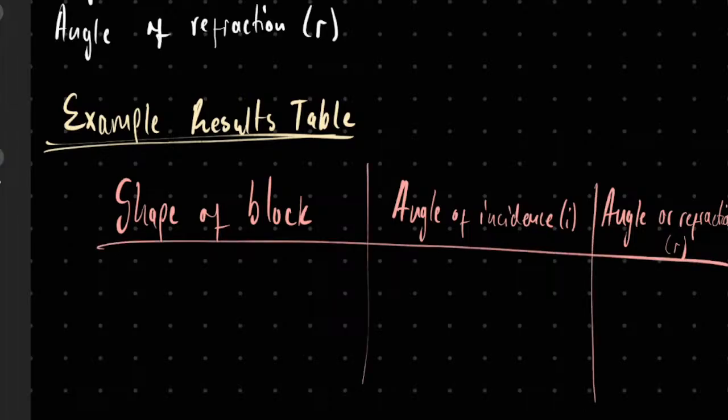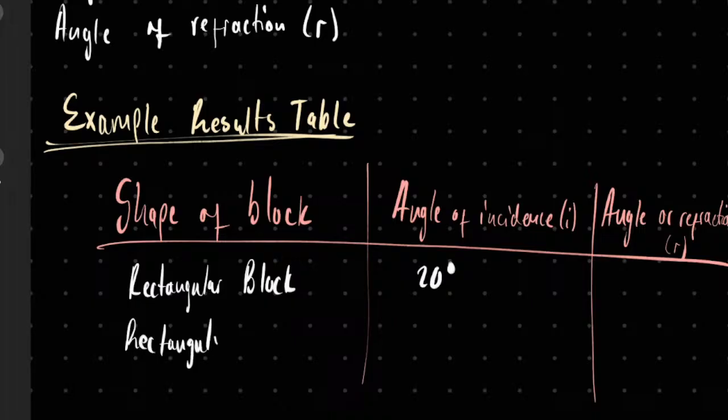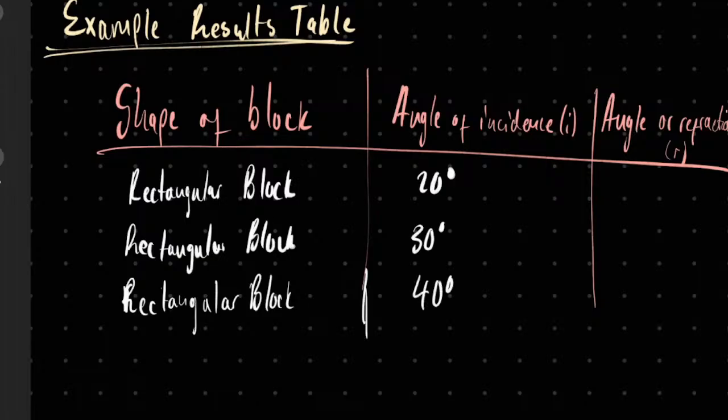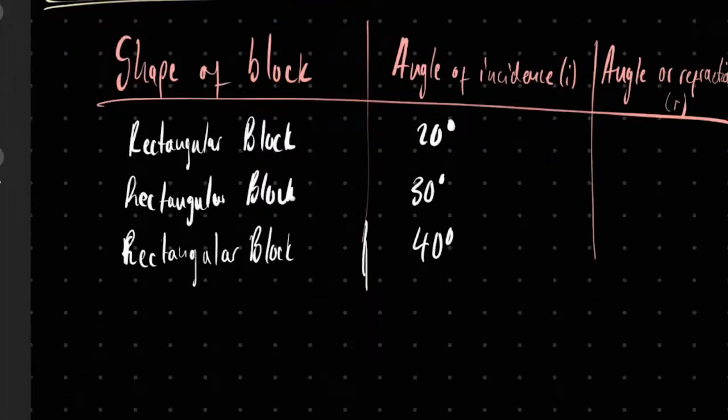And we say, okay, when we have a rectangular block, maybe you have a rectangular block, and it will be 20 degrees, and you can have a rectangular block as well. And you can now put 30 degrees or 40 degrees or whatever, 30 degrees, and you can have a rectangular block again. Don't make the angle too much. Keep them small. You can have 40 degrees, stuff like that. So here we have not changed the shape of the block. We are changing the angle of incidence for now.